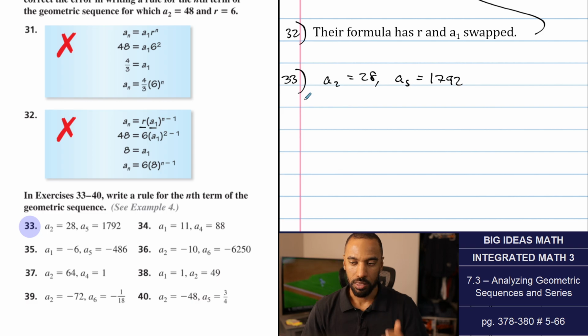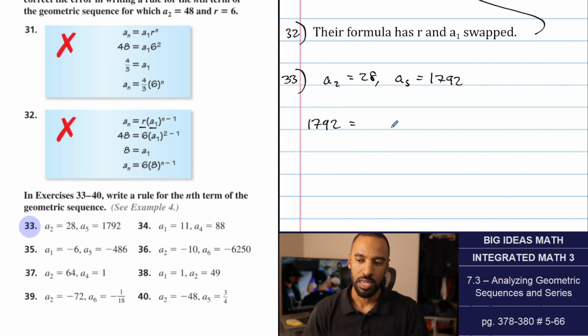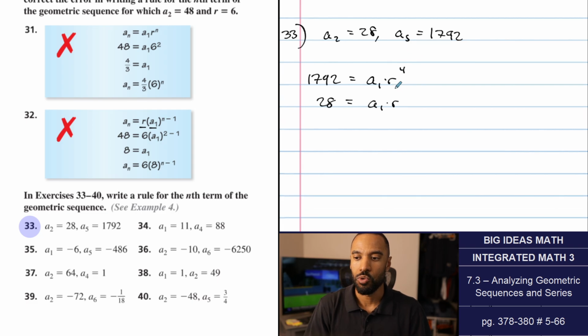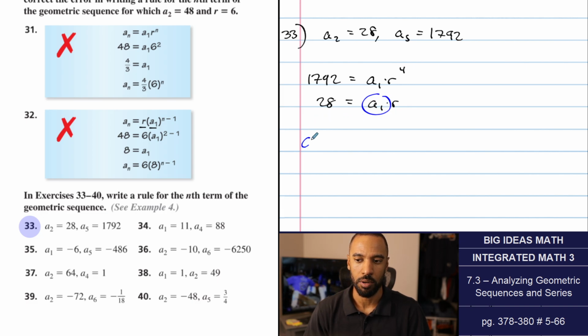So the two equations I can write, my first one is 1792 equals your first term times your unknown common ratio to the 5 minus 1 power. So I'm straight up going to write to the fourth power right here. And 28 equals a sub 1 times r to the 2 minus 1 power, so r to the first power. Now, you want to get a sub 1 by itself because a sub 1 will always be a constant you can substitute in there. So let's isolate this one by getting a sub 1 is 28 over r.